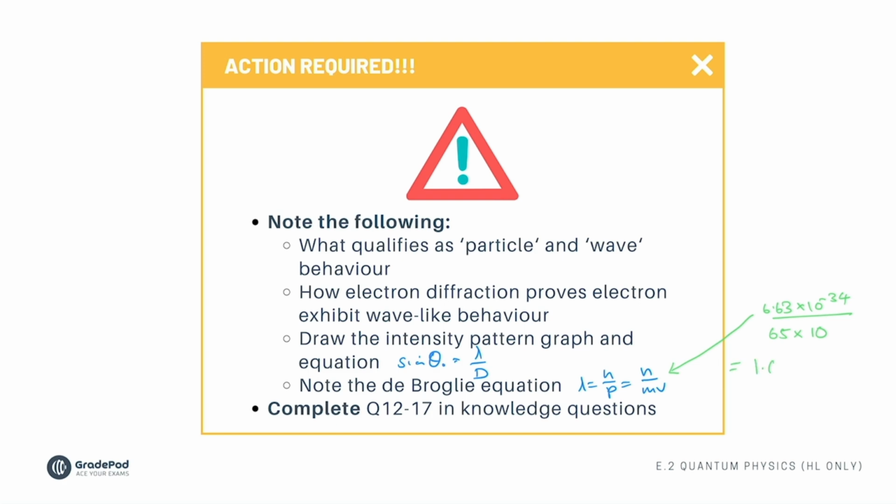My wavelength, if I was running in a 100 metre race, would be 1.02 times 10 to the minus 36 metres. Am I ever going to find a particle small enough to diffract around? No, I think I'm safe. So I am not going to be diffracting anytime soon. But those poor electrons, accelerated close to the speed of light, just might. And finally, can you complete questions 12 to 17 in the knowledge questions?